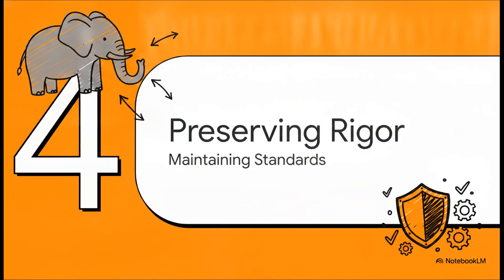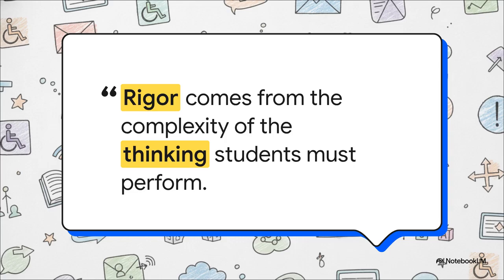Section 4. Preserving true academic rigor. I absolutely love this quote from our source material because it really resets our baseline as educators. Rigor comes from the complexity of the thinking students must perform, not from how difficult it is to locate instructions, access materials, or understand what an assignment requires. Confusing course navigation, missing captions, or totally inaccessible PDFs, those are not badges of academic rigor. They are just unnecessary roadblocks.